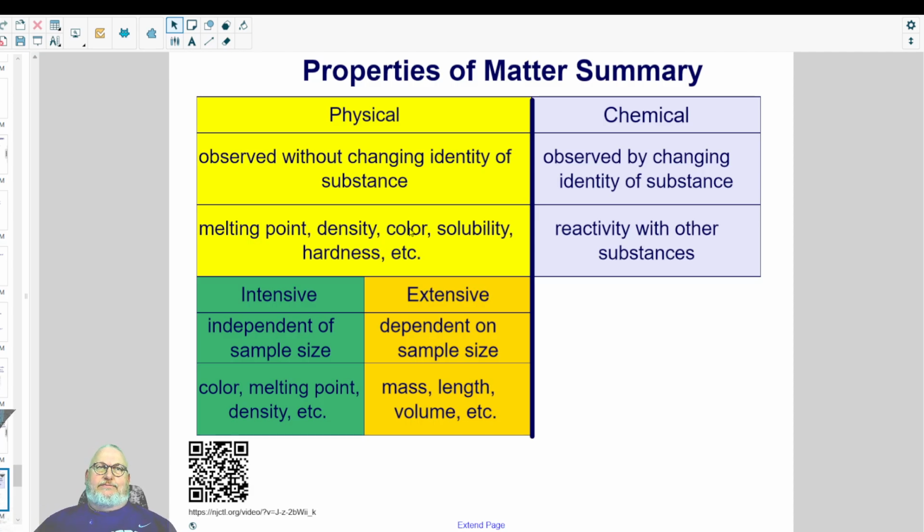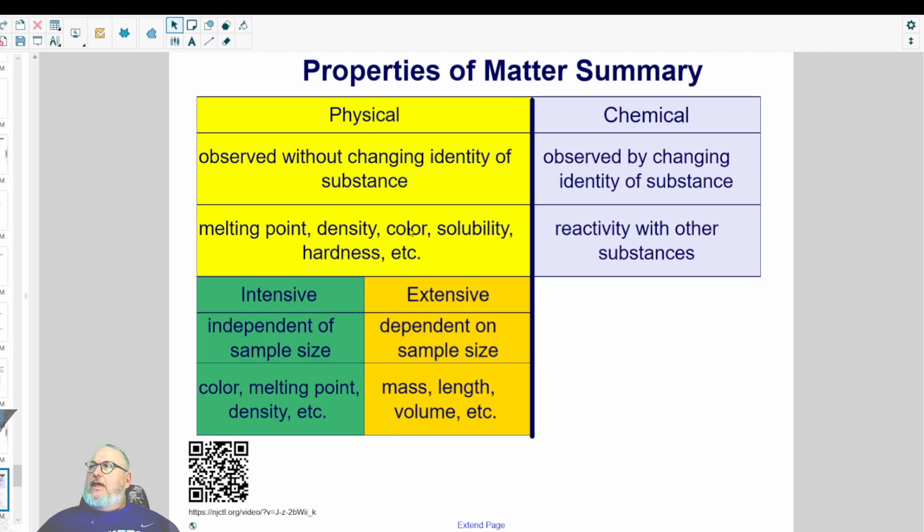So here's a summary. All right. This concludes Unit 6. A physical property, you can observe it without changing what the substance is. Think about melting point, density, color, solubility, hardness. These are physical properties. If it's intensive, it doesn't matter what the sample size is. This is like color, melting point, density, freezing point. It doesn't matter how much it is. It is what it is. Extensive does depend on the sample size. This is like mass, length, volume, things like that.